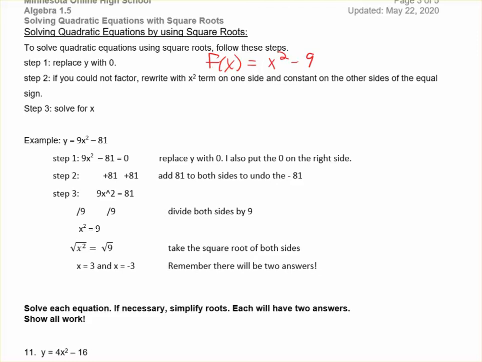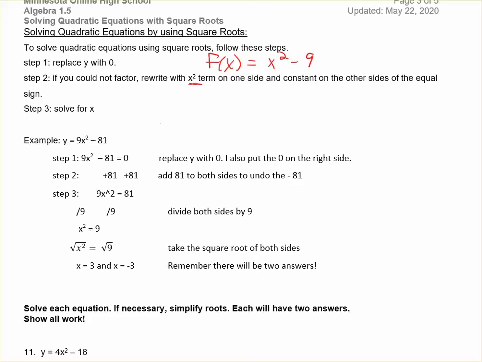Then you are going to rewrite with the x squared term on one side and the constant on the other side. So what does that mean? It means this in this example. I replaced y with 0, so I have 9x squared minus 81 equals 0. Now I'm going to add 81 to both sides. So I get 9x squared equals 81.